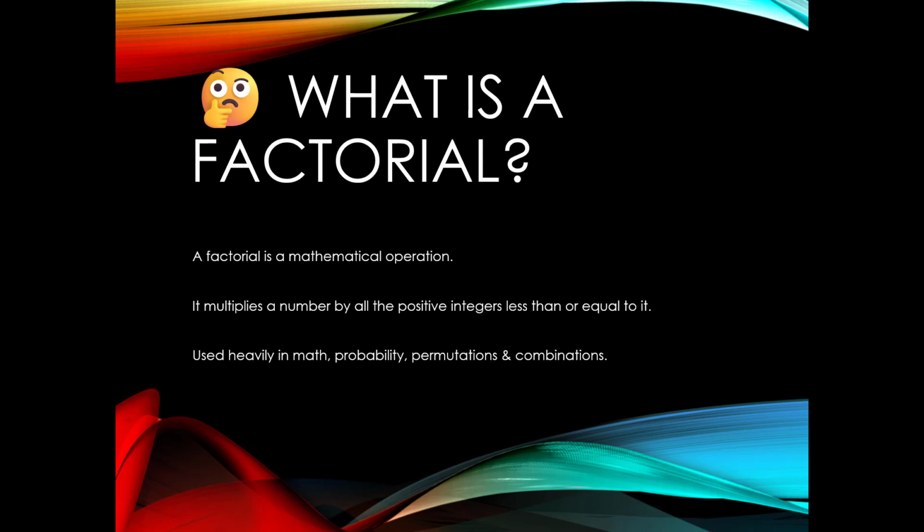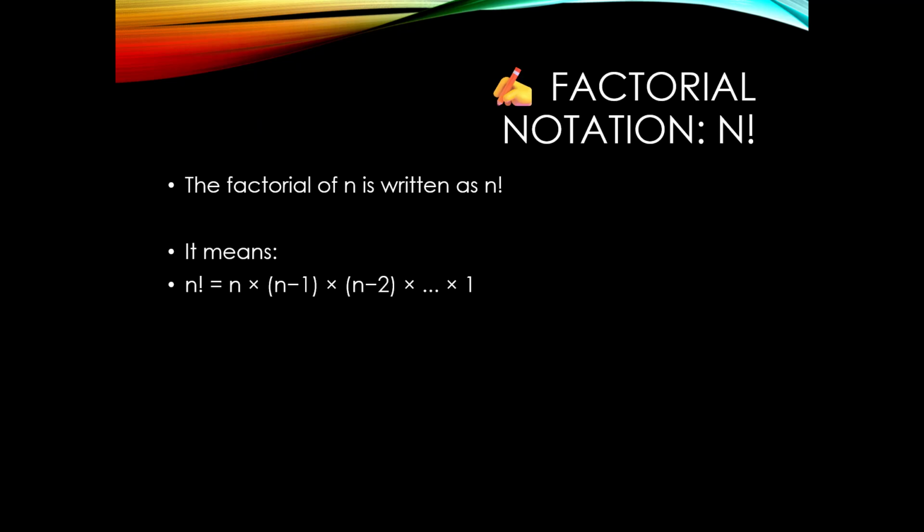The factorial of a non-negative integer n is the product of all the positive integers less than or equal to n. It is denoted as n, then exclamation mark. So it is n factorial.